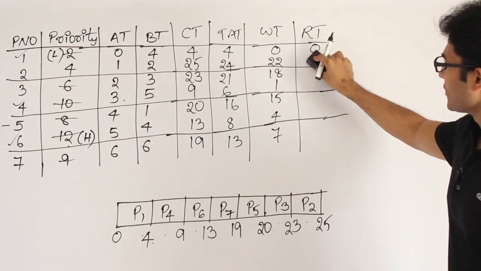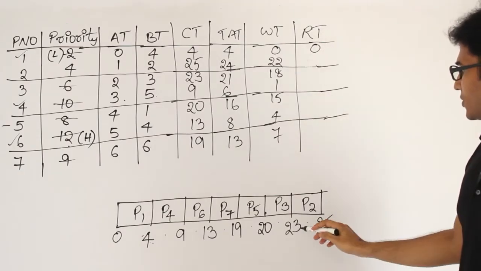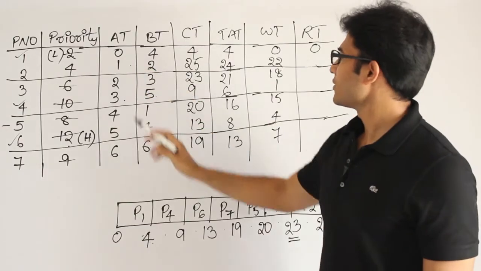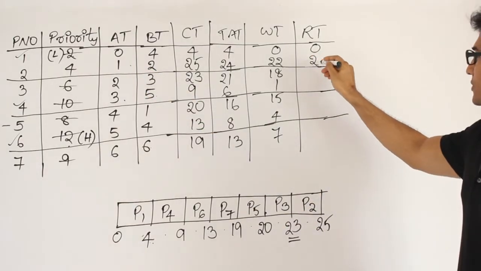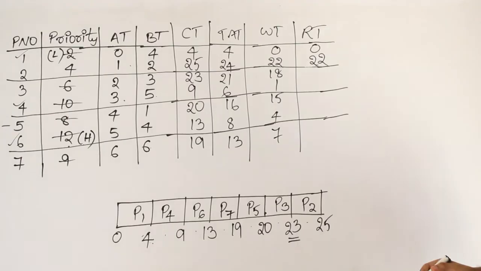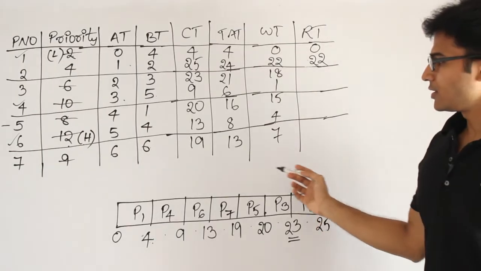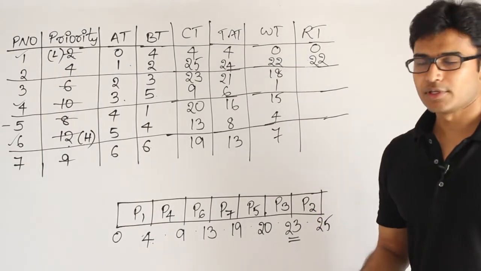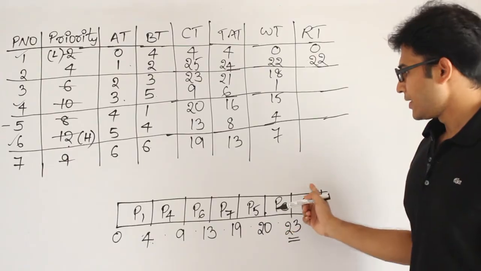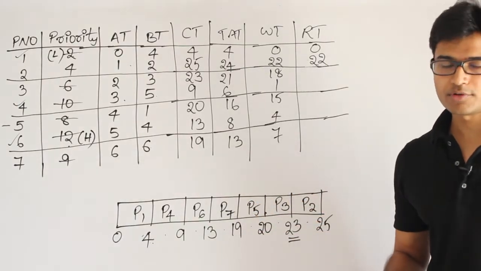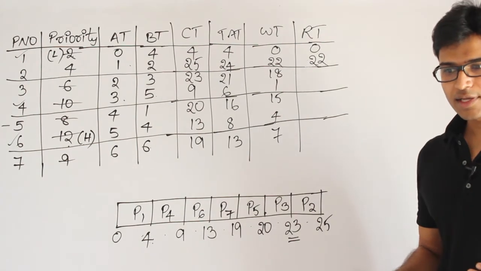Let's talk about P2 first. P2 got scheduled at 23 and it arrived at 1, therefore its response time is 22. And one thing, if you observe, the response time and waiting time will be the same in the case of non-preemptive scheduling. The reason is, if you think logically, if the schedule is non-preemptive we are not going to pull out the process, so the response time is actually the waiting time.